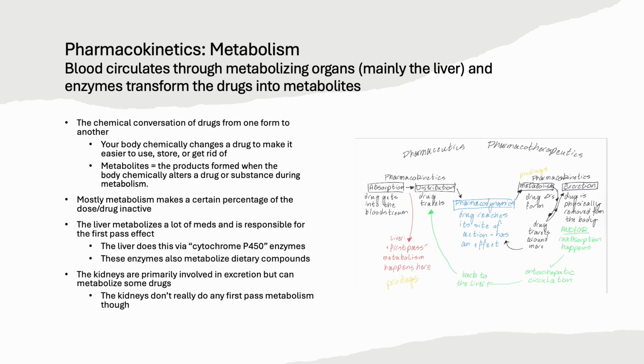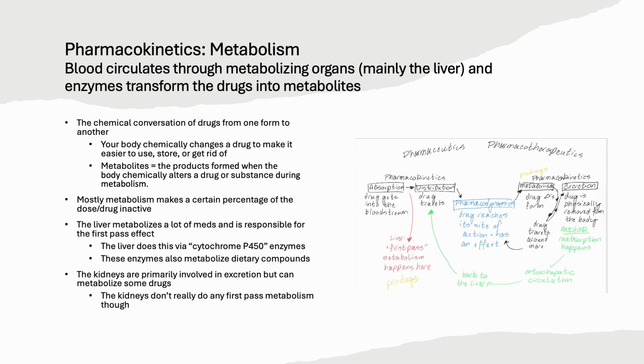So, metabolism, we know that is just blood circulating through a metabolizing organ, and enzymes in that organ turn the drug into something else. Changes it into something easier to use, easier to store, easier to get rid of. Same thing happens in first pass metabolism. Metabolite is just a fancy way of saying what is formed when the body changes the structure of a drug or a substance. That's what a metabolite is.